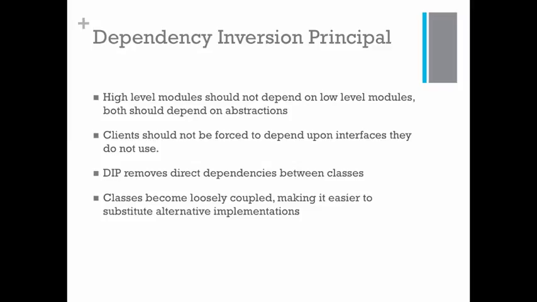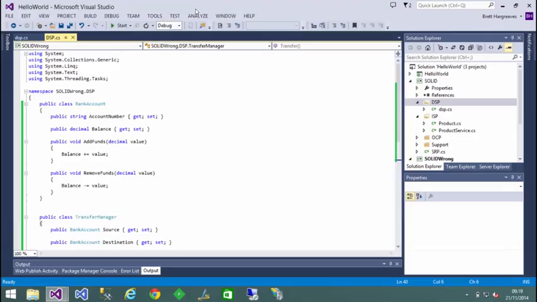Of course, there are many levels between the highest and the lowest, and the DIP applies to any area where dependencies exist between classes. The easiest way to describe the DIP is with an example. Consider we have a banking solution. As part of the software, it is necessary to transfer money between accounts.